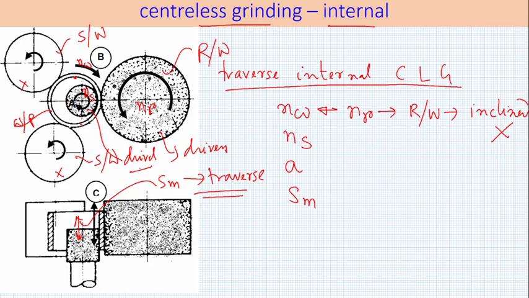There is a thought: why don't we call the earlier one traverse external centerless grinding? There is no separate drive for the traversing mechanism in case of through feed grinding. In through feed grinding, longitudinal feed motion is obtained by inclining the regulating wheel.